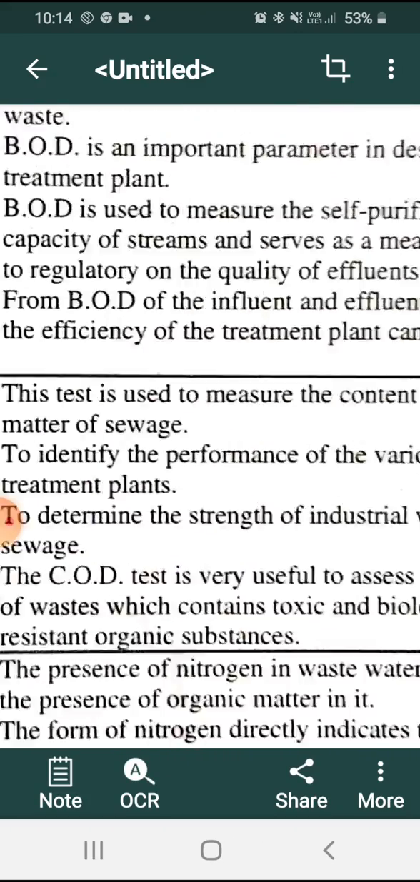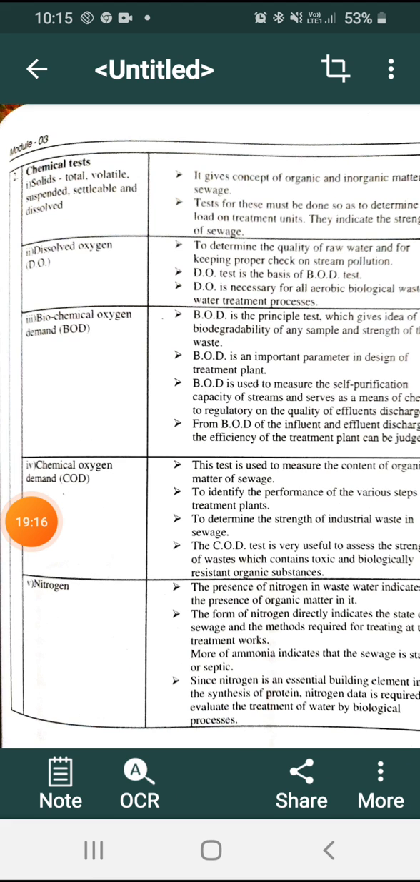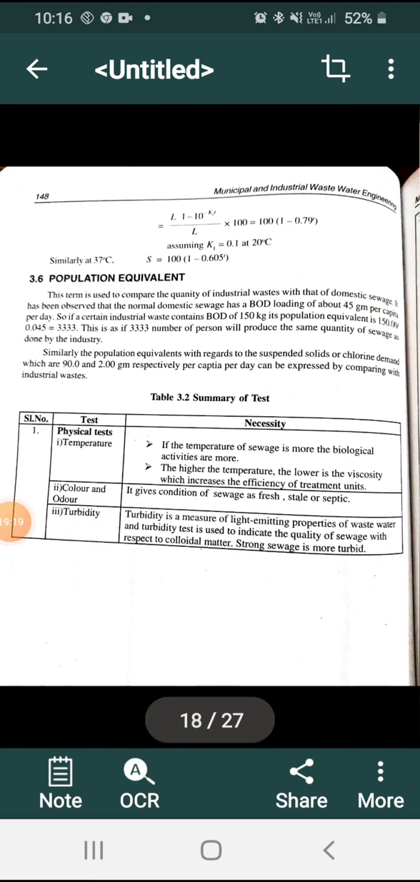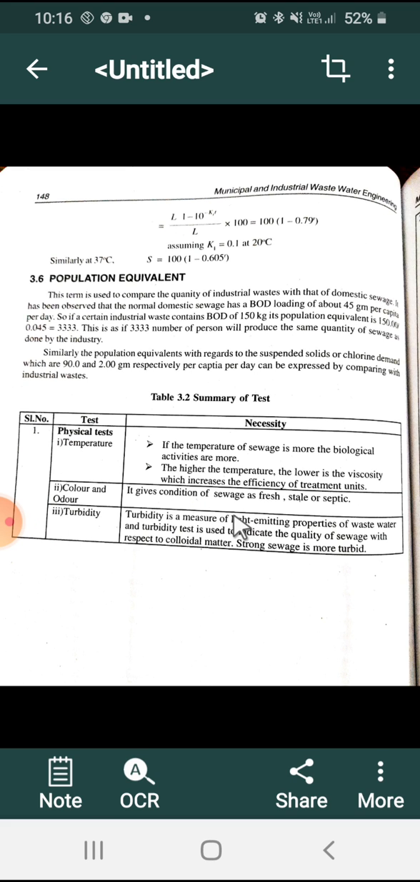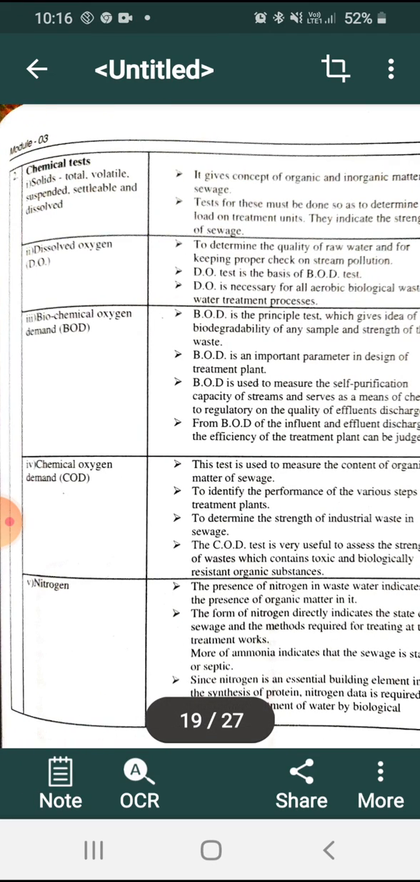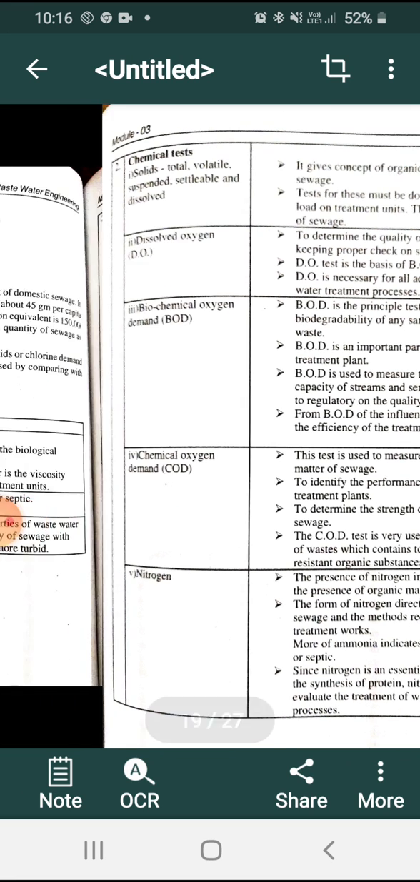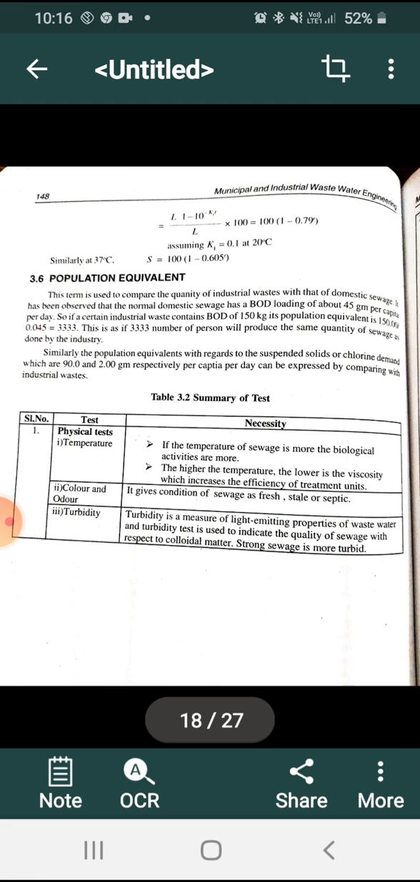See here the test procedure and this table gives an idea on the type of test and its necessity. Why you have to conduct this test, the importance of that particular test can be explained in this tabular column. Just go through, it is very simple, and moreover it is a theoretical part. All the tests you are conducting are given very nicely.